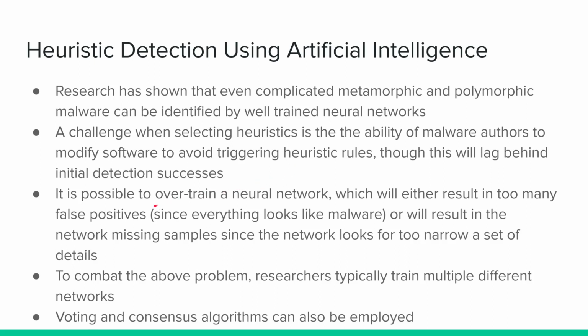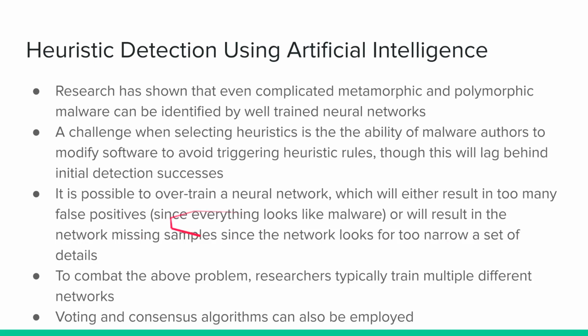Other problems with neural networks, you can kind of overtrain one. So you can either feed it so many samples that it starts to generalize to the point where it thinks everything looks like malware. Or the opposite can be true. You've given it so many specific samples that what it's looking for is too narrow a set of details to really match a broad spectrum of malware.